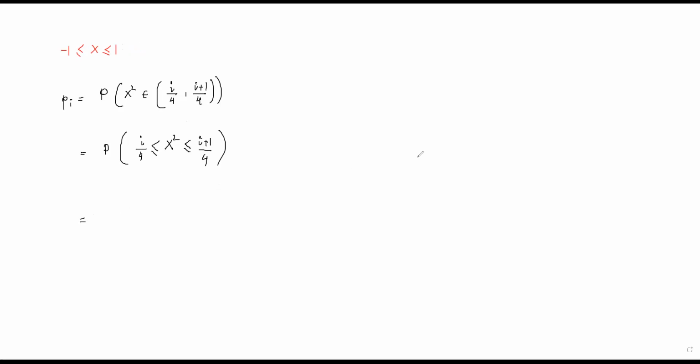Let's try to draw the graph of y = x squared. It's asking what is the probability; let's call the interval endpoints a and b. So it's essentially asking what is the probability that X squared is lying between a and b. This is a and this is b. It boils down to X lying between these two values, or these two values, and they're symmetric to each other.